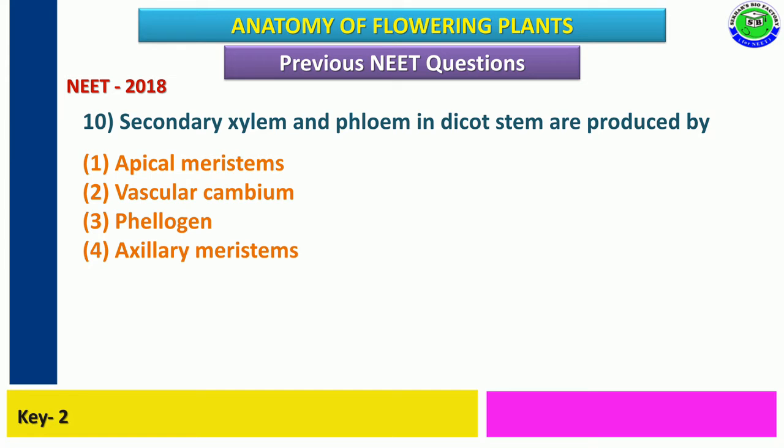The vascular cambium is present in between xylem and phloem. During secondary growth, this cambium ring can produce secondary xylem towards inside, or pith region, and secondary phloem towards outside of the cambium ring, below the primary phloem.